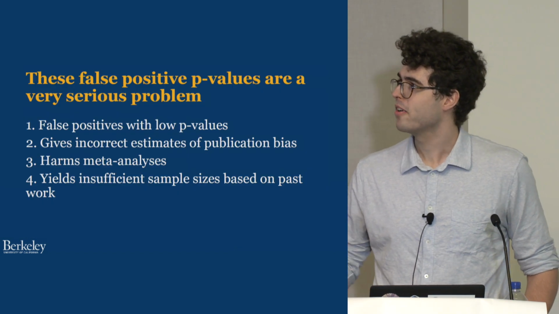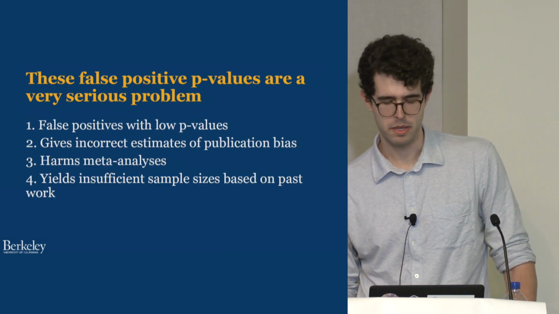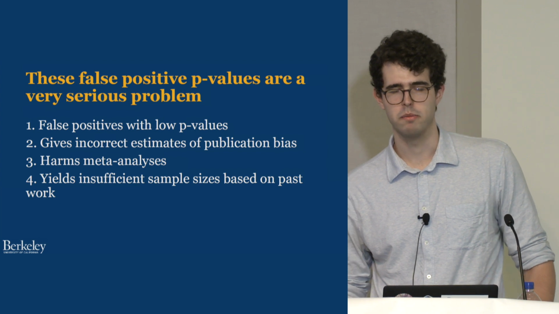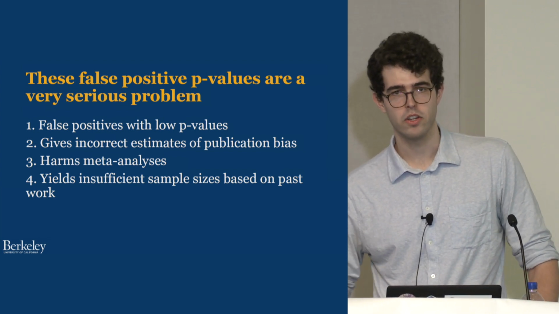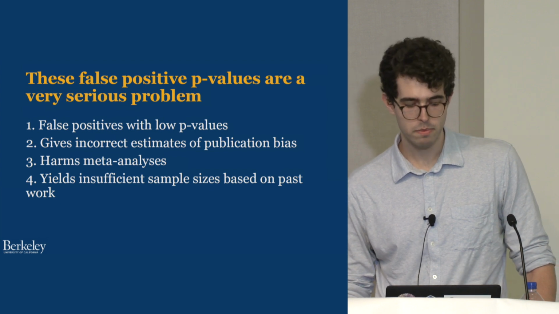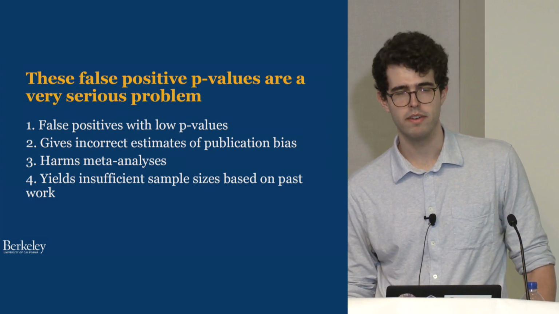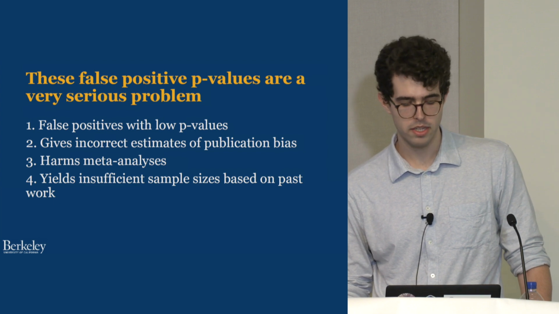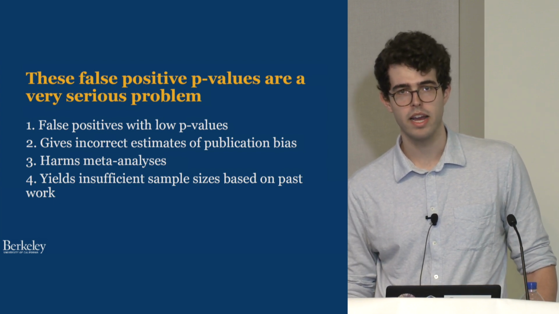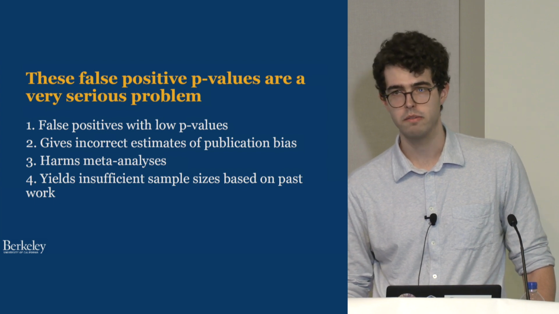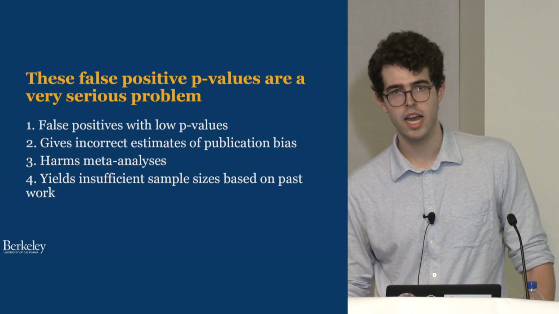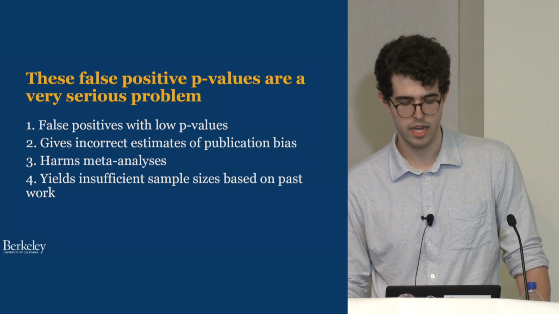So, what's the big issue with these false positive p-values? So we think there's a couple problems. Unlike many other ways of getting false positive results, like p-hacking, these false positives actually have extremely low p-values. So when you're doing something like a p-curve or many other estimates of publication bias, it's going to give a distorted sense of what the distribution of p-values actually is, and it's not going to be able to account for these kinds of methodological errors.